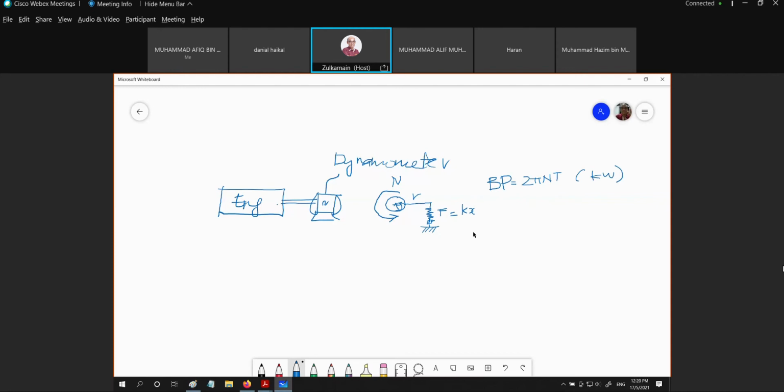And apart from that, from the engine side, if we want to look in terms of the energy input to the engine, we usually have to measure the flow rate of the fuel. So what we could have is the measurement of fuel flow rate. And also we could have the measurement of the air flow rate.